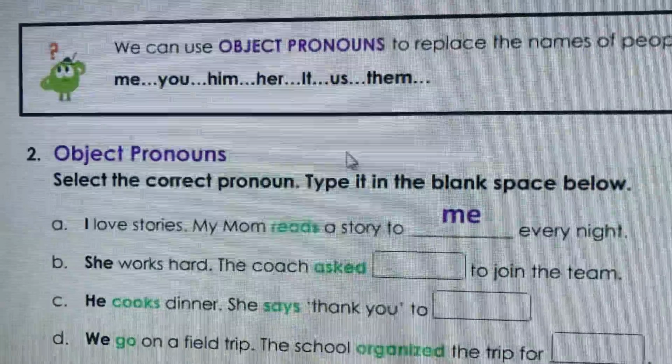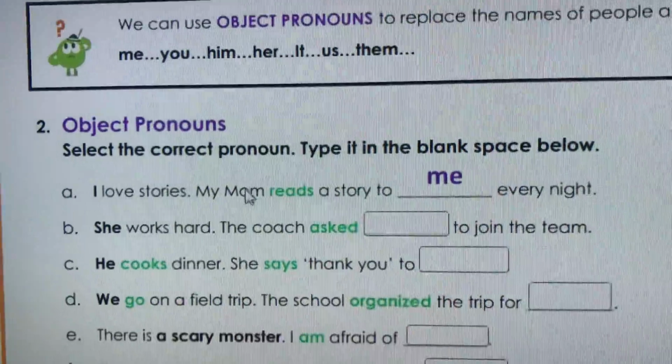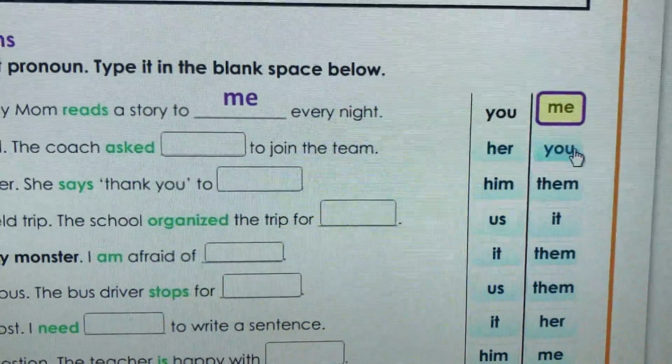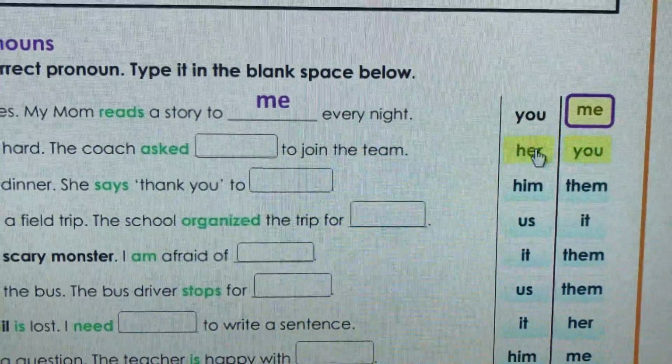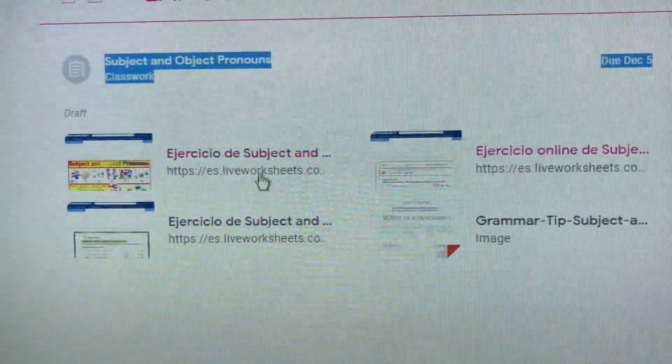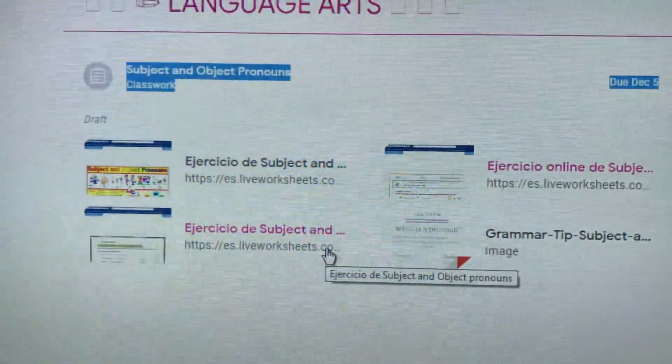And this one is going to be the object pronouns. It's gonna be the same. You read the sentence and you have to choose the right pronoun that you need to use. Okay, and then you click finish. So basically the other exercises are the same about the subject and object pronoun.